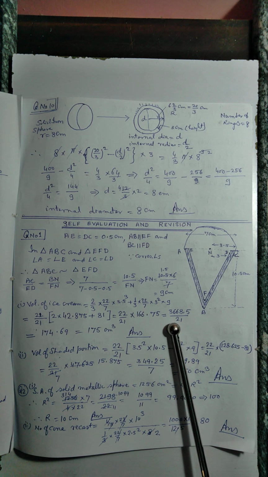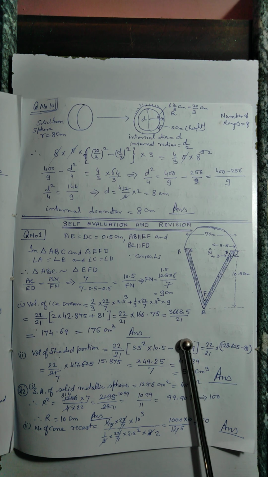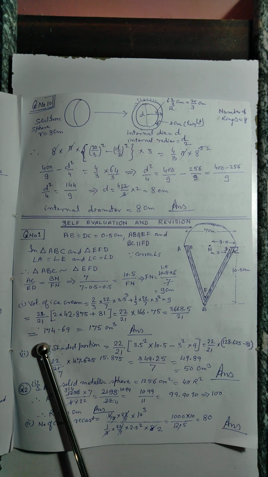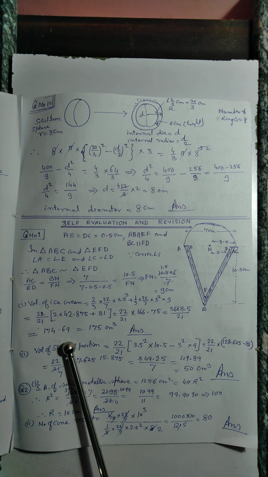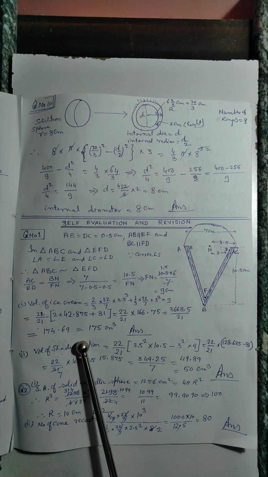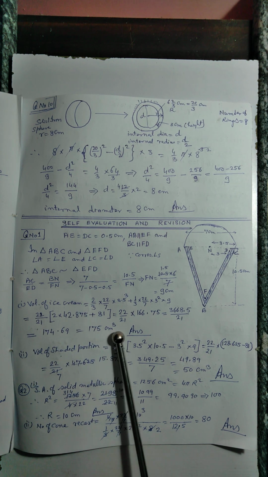It will be equal to 366, 36 sorry, 3668.5 होल डिवाइडेड बाई 21, डिवाइड करने पर 174.69. So approximately it is 175 cubic centimeter.